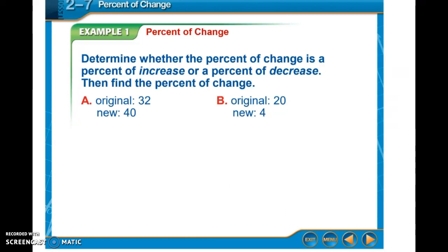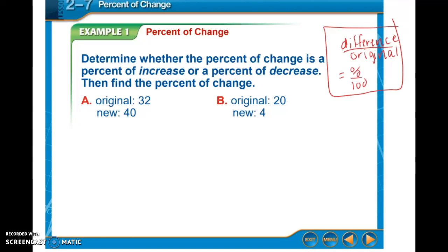Okay, percent increase, percent decrease. This one, if you just remember, it's going to be the difference over the original equals percent over 100. So if you always remember that, then you'll do okay.